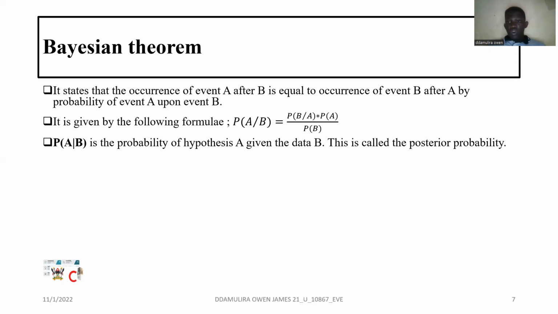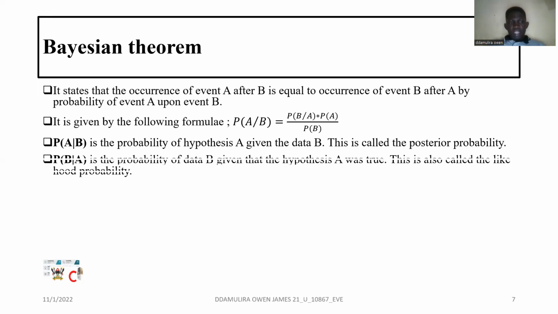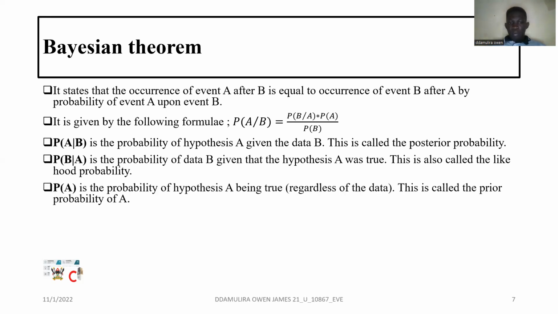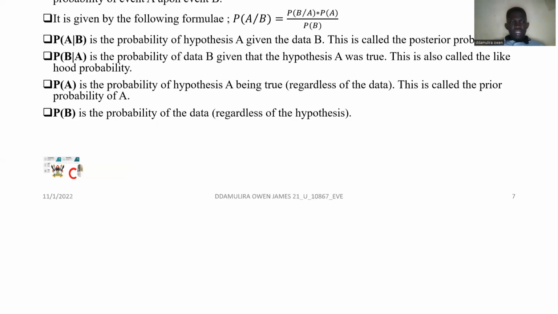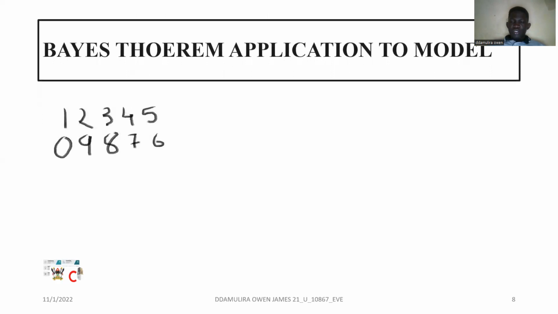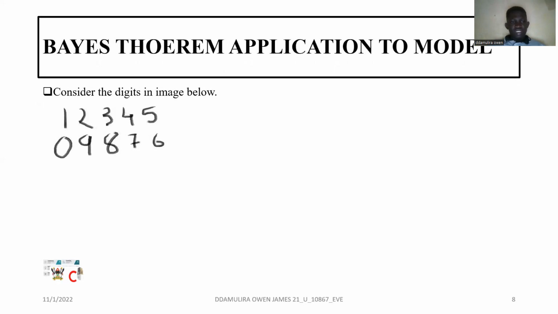It's what we want to decide, what we are looking for. Then the probability of B given A is the probability of the data, which is in the data. Then the probability of A is the hypothesis that we are looking for. Then the probability of B is the probability of the data. It's the training data.